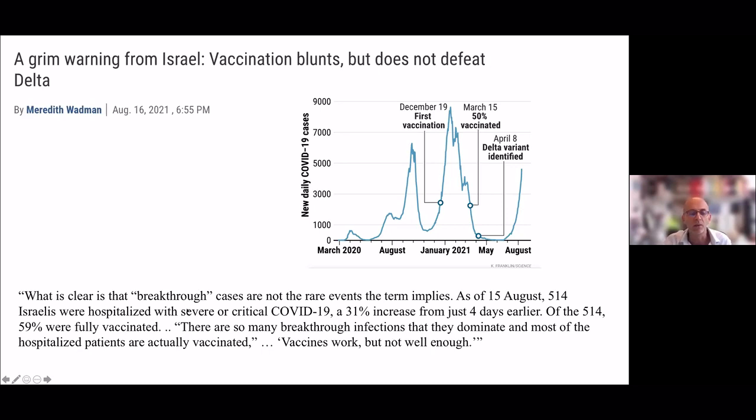And what is quoted here is that as of August 15, there were about 500 individuals who have been hospitalized with severe or critical disease, and about 60% were fully vaccinated. So the situation is quite grim, and probably a third dose will be necessary in most of the vaccinated individuals.